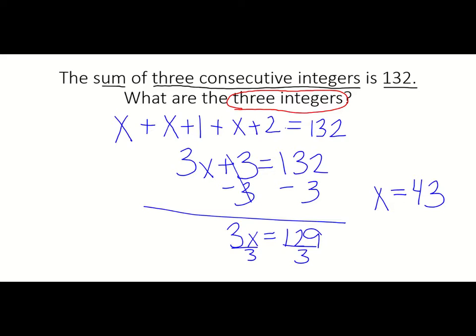I'm going to look back at what I circled. It says, what are the three integers? Well, they only told me one of the numbers. So my three consecutive integers, starting with 43, after that would be 44, and after that would be 45. So my answers are 43, 44, and 45. And anytime you solve a word problem, you should ask yourself, does that make sense? If you added all three of those numbers back together, is it 132? It is. So it does make sense for it to be those three numbers.